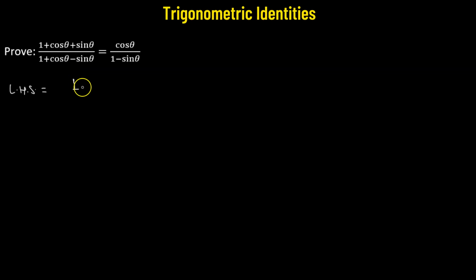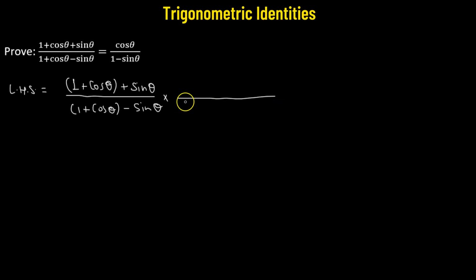So here we have 1 plus cosine theta. We're going to combine it and make it one term. This is added to the second term, which is sine theta, divided by 1 plus cosine theta, so let this be a single term, minus the other term, sine theta. Now what we'll do, we'll multiply both the numerator and the denominator with 1 plus cosine theta plus sine theta. So we also have 1 plus cosine theta plus sine theta in the numerator as well.